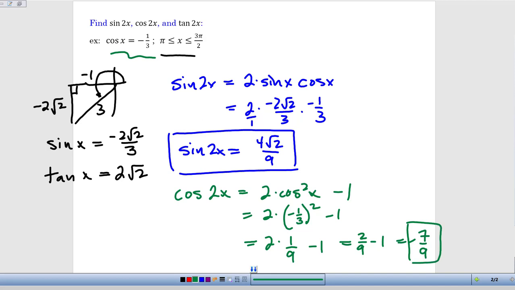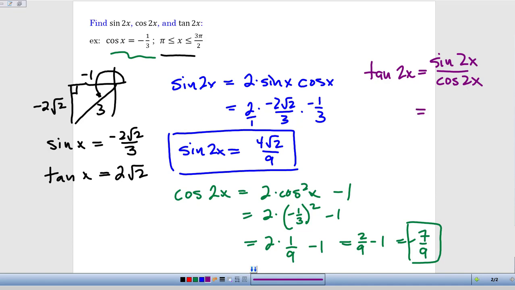as our cosine of 2x. And then once again, we could use the identity that we have for the tangent of 2x, or since we've got the sine of 2x and the cosine of 2x, we can go ahead and just use the quotient identity, which says that the tangent of 2x is going to be equal to the sine of 2x over the cosine of 2x. I can just divide my two answers that we got.